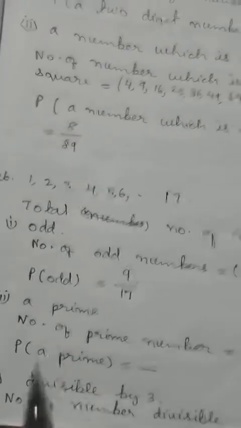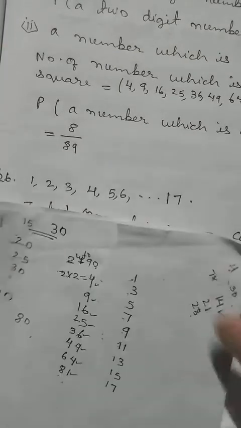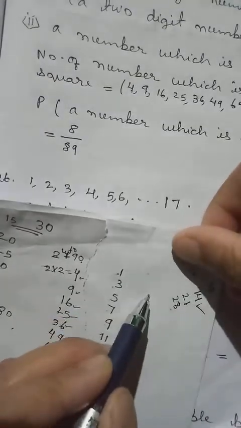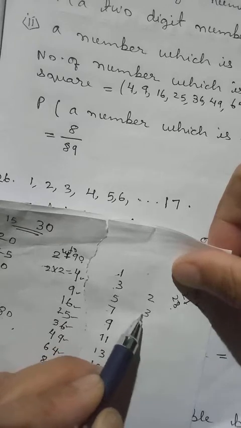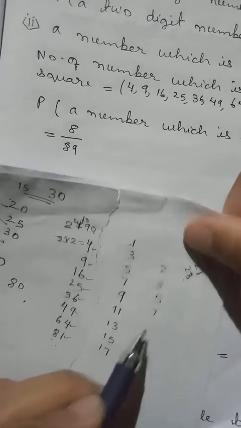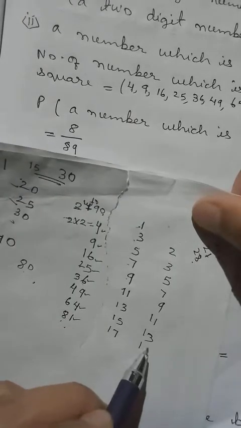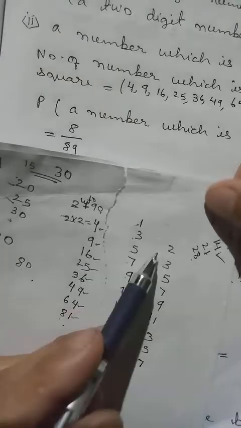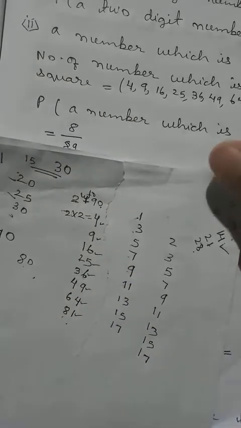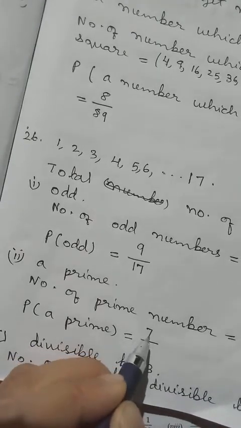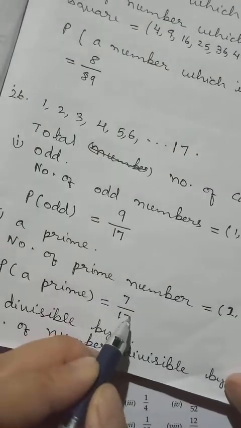Next, we have to choose prime numbers from 1 to 17. Remember, prime numbers are numbers which have only 2 factors. They are 2, 3, 5, 7, 11, 13, 17. So how many of them? You count them, and that will be the favorable outcome. We get 7 of them. So the favorable is 7, and the possible outcome is 17.